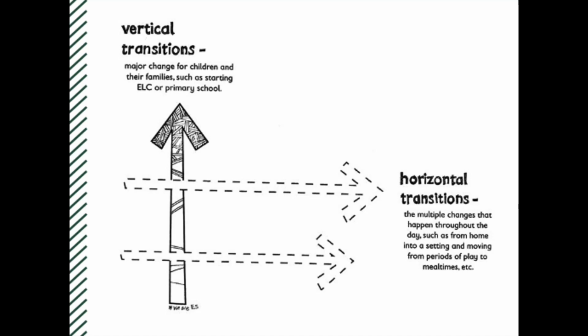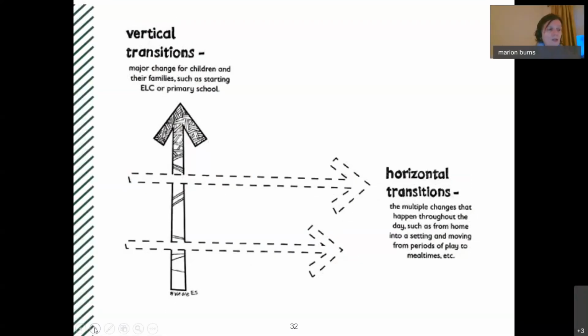Research literature on the subject of transition is vast. It has been the focus of many national and international studies. And the key features described in pages 93 to 95 are drawn from these studies and from best practice. They're not considered an exhaustive set of features, and they may well apply in and across the sectors, settings and situations. So, vertical transitions are considered a major change for children and their families, such as starting at ELC or primary school or the childminder.